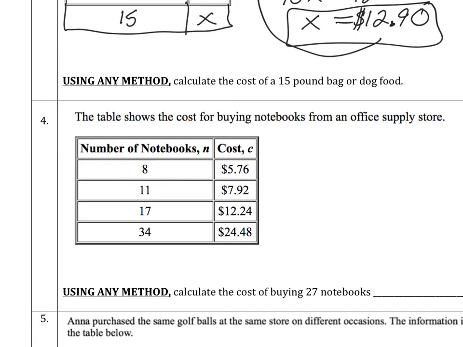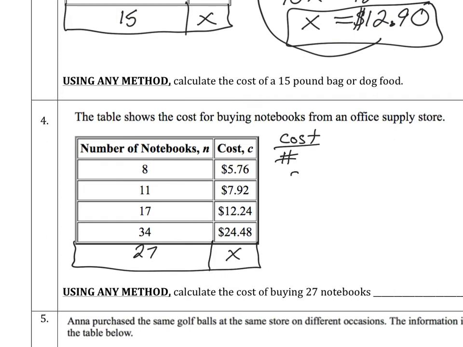The table shows the cost for buying notebooks from an office supply store. Using any method, calculate the cost of buying 27 notebooks. So again, we have a missing piece. I don't know what the cost is. You can use any one of these pairs to create a fraction. So we always want cost over number of notebooks. And you really should start out with something like that so you know what fractions you're creating.